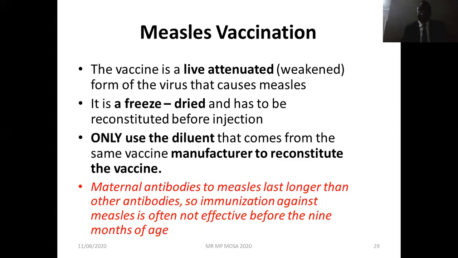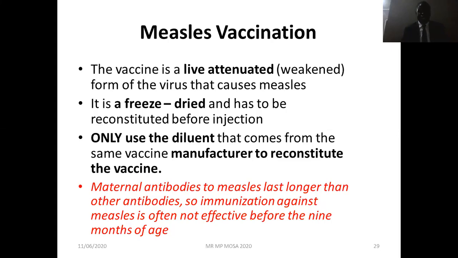So the vaccine is a live attenuated, weakened form of the virus that causes measles. It is freeze-dried and has to be reconstituted before injection. So it also comes in powder form and it has to be diluted before we give. Only use the diluent that comes from the same vaccine manufacturer to reconstitute the vaccine.